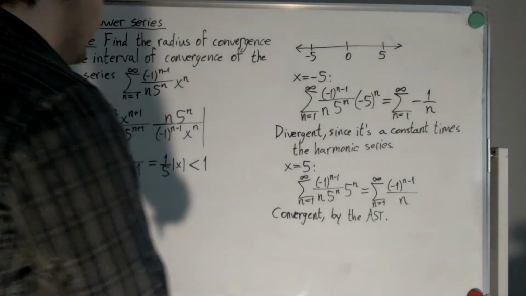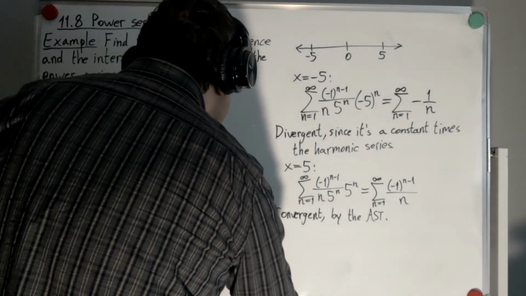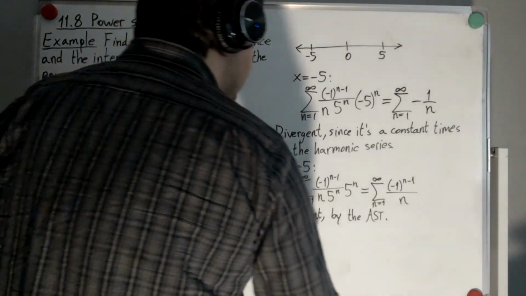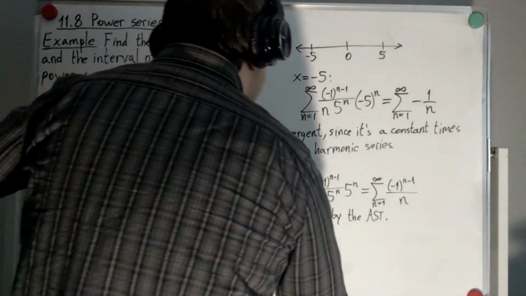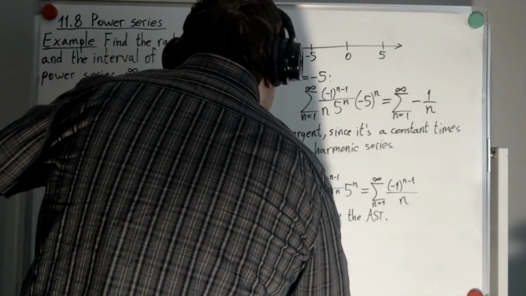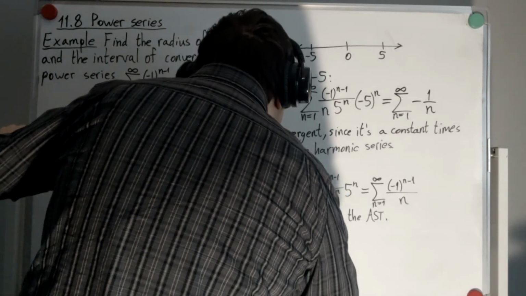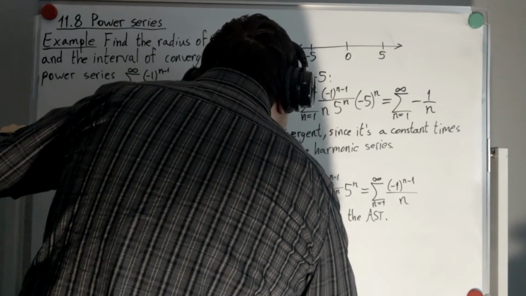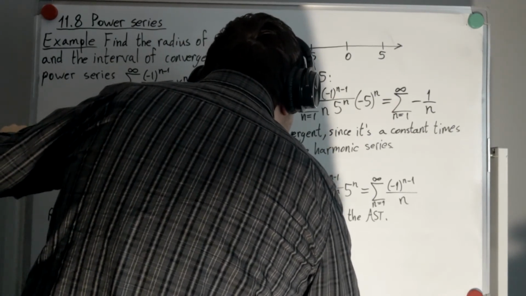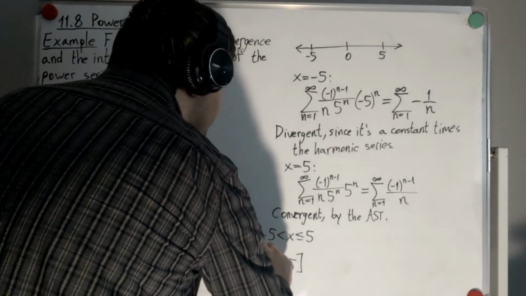So what we get is that the interval of convergence is all the x values that are greater than negative 5 and less than or equal to 5, or in other words, the interval from negative 5 to 5, open on the left and closed on the right.